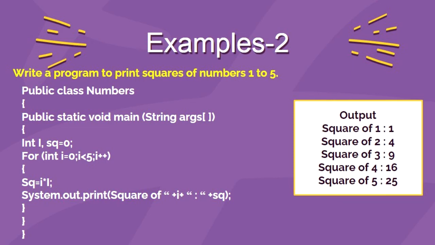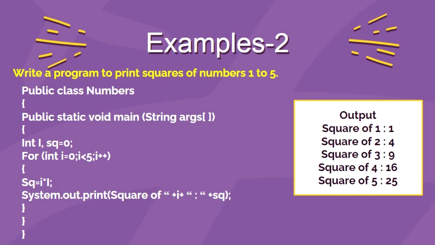So you can see in the output: square of 1: 1 into 1 is 1. The second time the increment operator moves by 1 and it becomes 2. Square of 2, 2 into 2 is 4. Square of 3, 3 into 3 is 9. Square of 4, 4 into 4 is 16. And square of 5, 5 into 5 is 25.